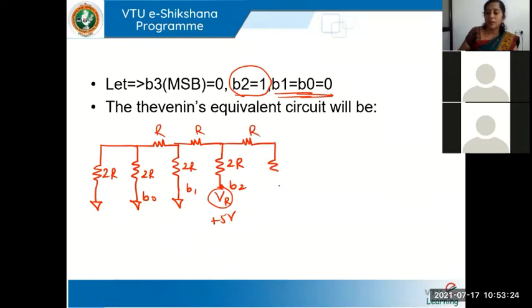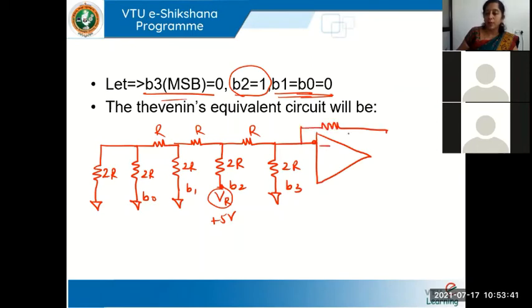Then you are going to have 2R. This is B3. B3 is also grounded here, MSB bit. And this would be your final input to the inverting terminal. From here you have RF, which is 2R again, RF, and you will get the output voltage here.